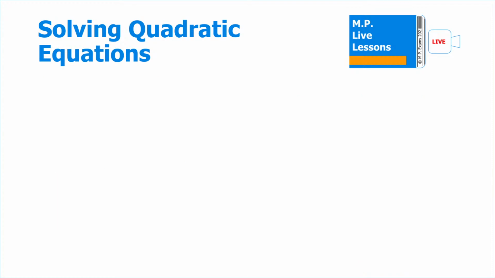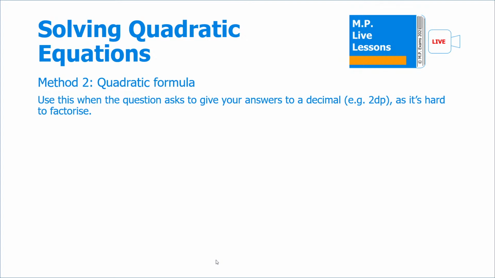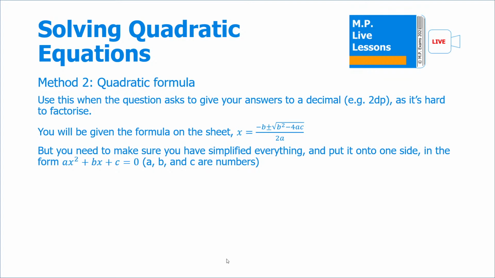Now another method you could use is the quadratic formula. This is usually when it tells you to give your answer to a decimal place, as it's hard or almost impossible to factorize easily. So you'll be given the formula in the sheet, but you need to make sure that you've simplified everything, put everything to one side and set equal to 0. So you'll have it in the form ax squared plus bx plus c, where a, b, and c are numbers. For example, if we tidy all of this up first, we want to put everything onto the left-hand side. So we take x squared from both sides to get rid of this, and take 2x to get rid of this here.